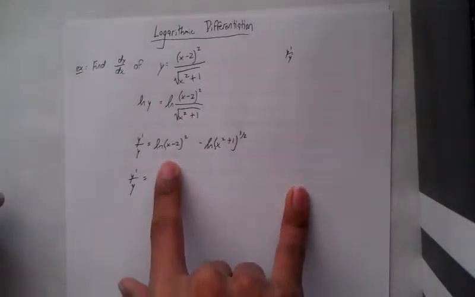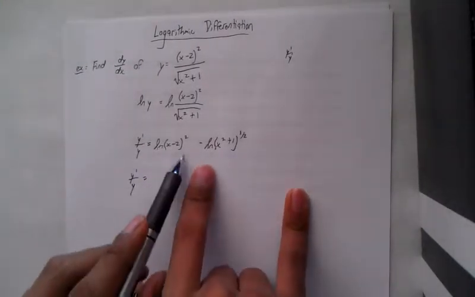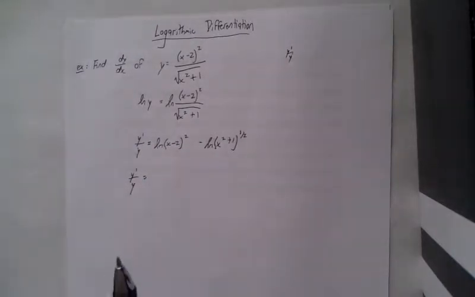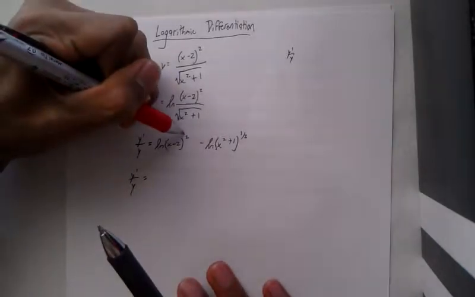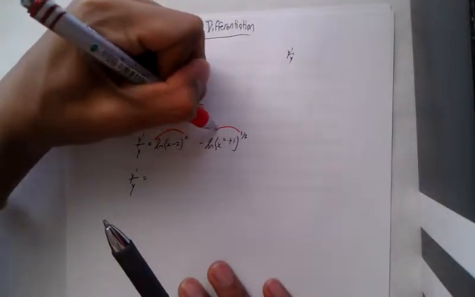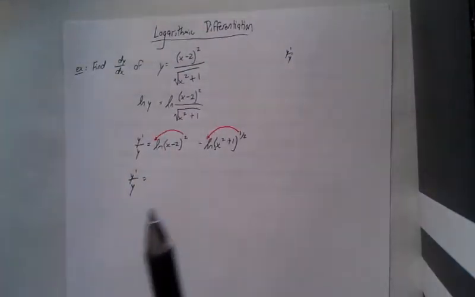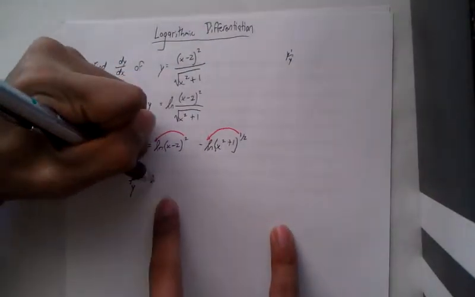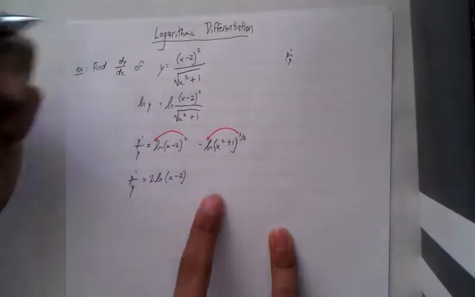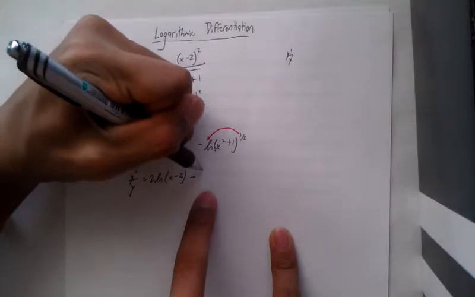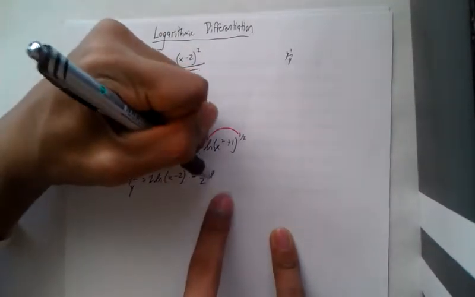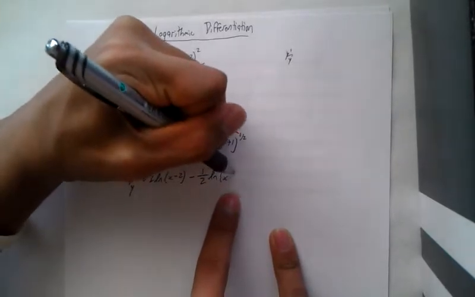If you go ahead and use your other properties of logs with the power, you can bring the exponent to the front. So there's a property of logarithms where you bring the exponent in front of the log. So that's going to equal 2 times the natural log of x minus 2, minus 1/2 natural log of x squared plus 1.